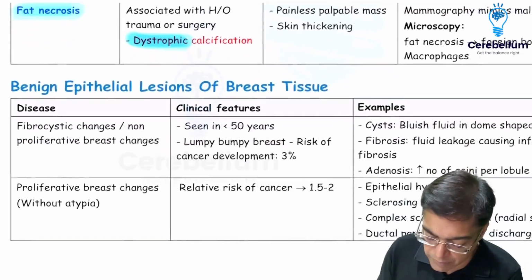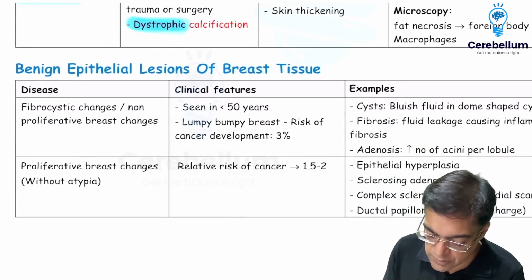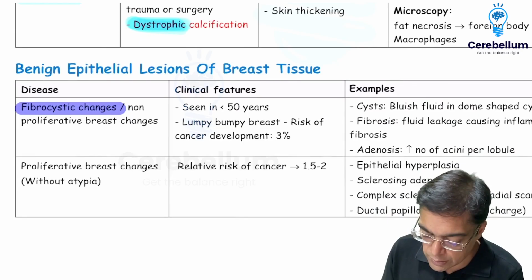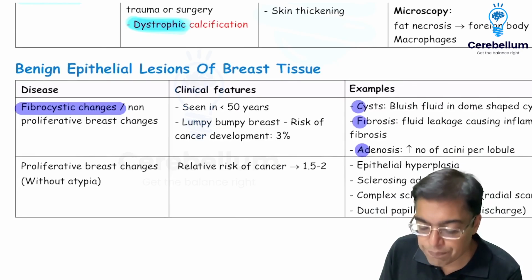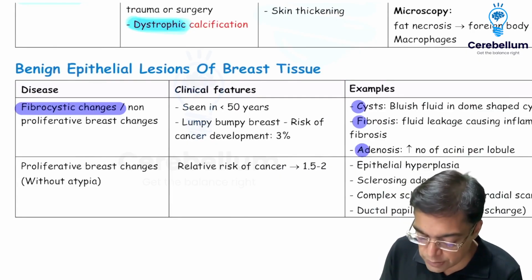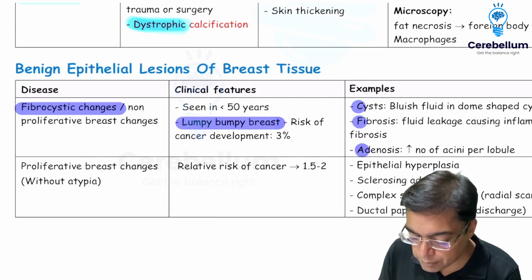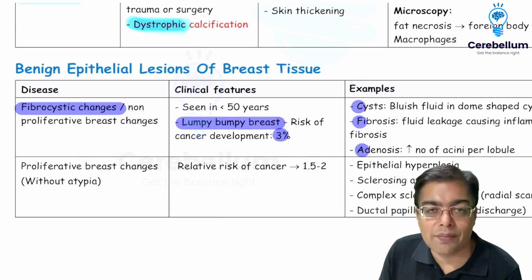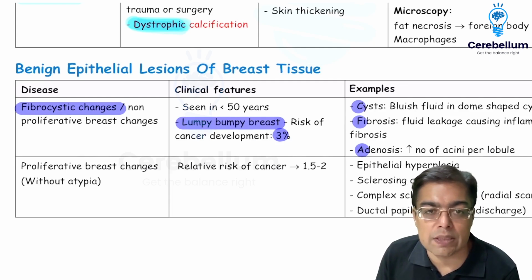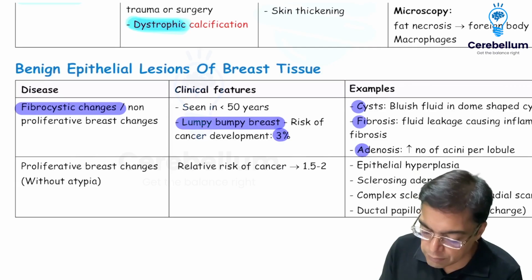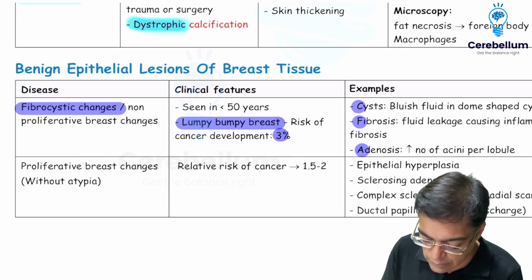Whenever we are talking about the presence of benign epithelial lesions, that can include lesions which are given the name of the fibrocystic lesions, and that can include lesions like the cysts. There can be fibrosis or there can be adenosis. There is a term that we associate with this. This is given the name of lumpy bumpy breast. And the most important thing is, what's the risk of development of cancer in an individual having fibrocystic disease? That's about 3%.